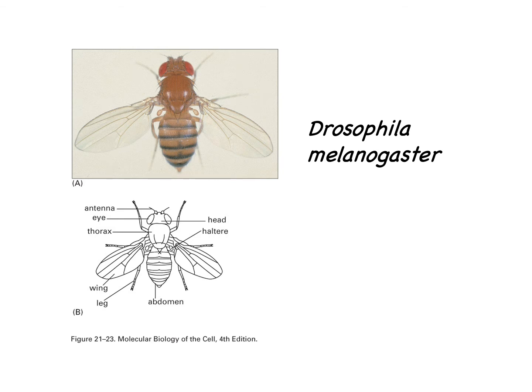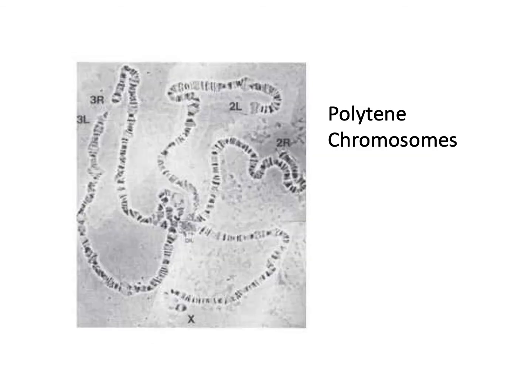Now, another powerful tool in Drosophila are shown here, what are called polytene chromosomes. In many of the embryonic and larval tissues in Drosophila, you get giant cells. And in order to accommodate those big cells, there may be many copies of the genome. And so most of the larval cells are polyploid.